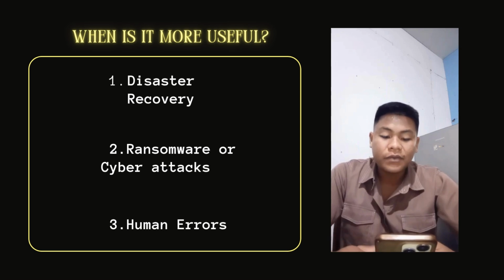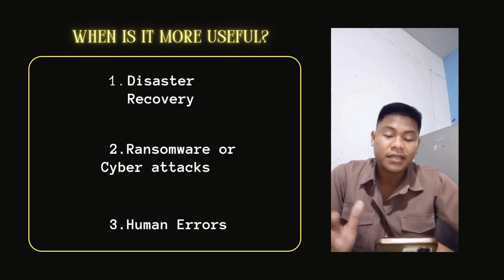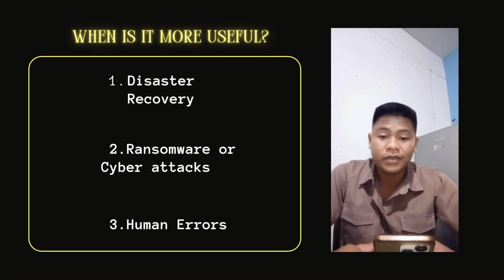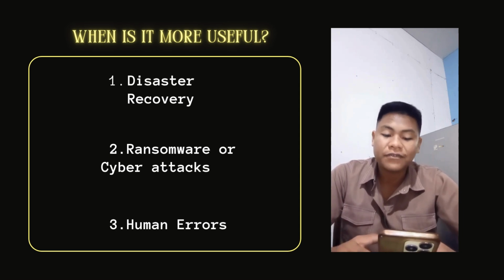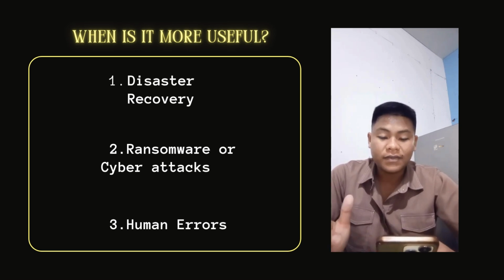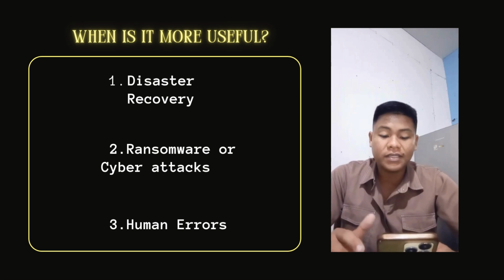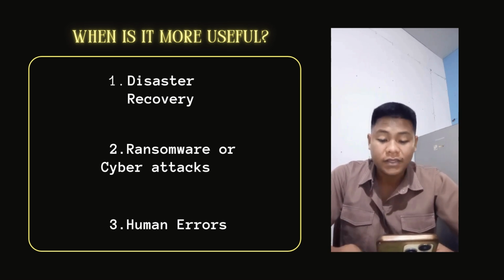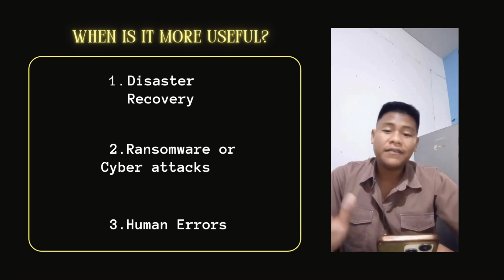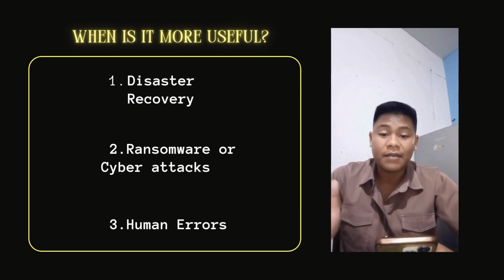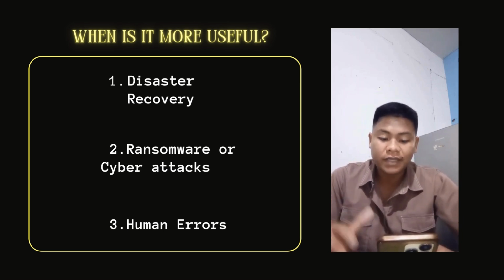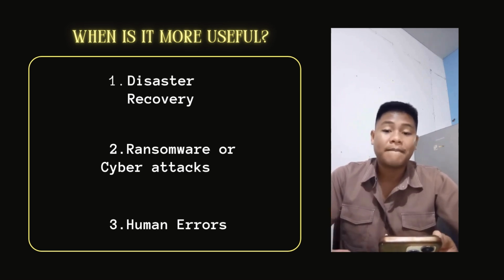Number 2, ransomware or cyber attacks. Ransomware or cyber attacks can corrupt your system or delete some files in your system. Because of the backup strategy, we can use clean backups and restore data without paying ransom or suffering data loss. Number 3, human error. If an employee accidentally deletes important files of your system, because of the backup strategy, you can recover your important files that were accidentally deleted.